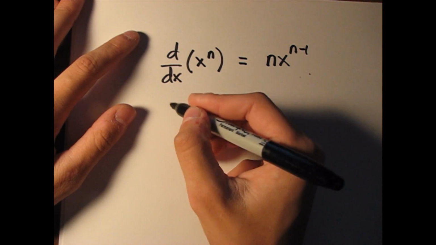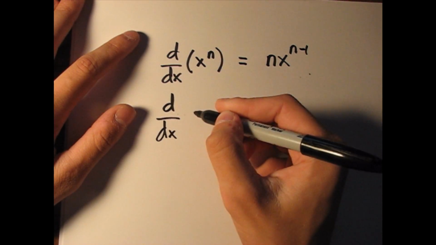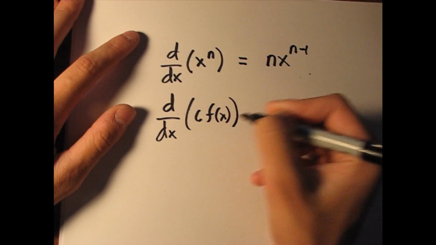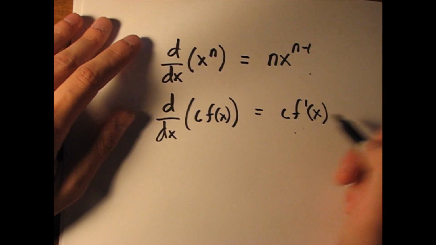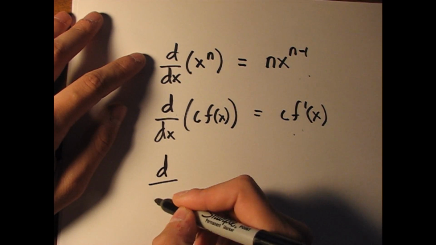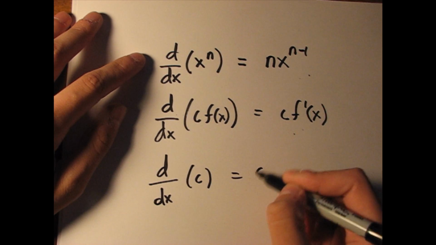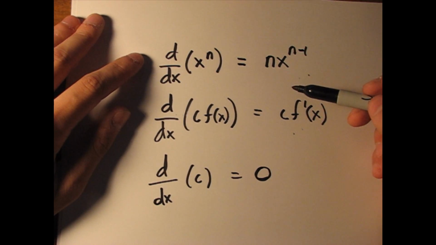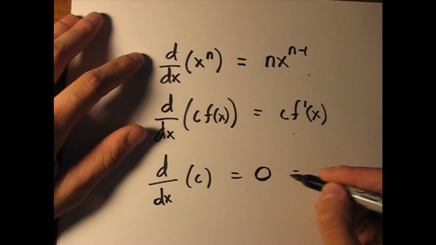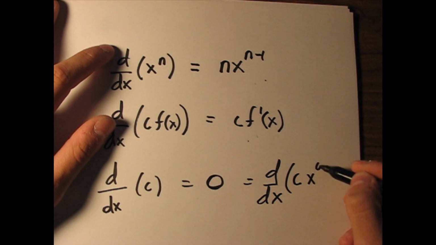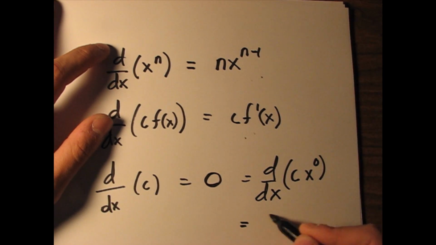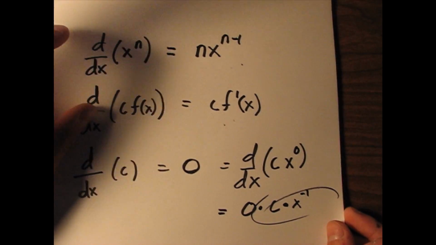Now what if you have a constant times that? The derivative of a constant times any function is just the constant times the derivative of that function. So the constant just stays with it. What about the derivative of just a constant? That equals 0. Because, well, that's like saying the derivative of c times x to the 0. So we would do 0 times c times x to the minus 1. Well, this is 0 times all this, so 0.